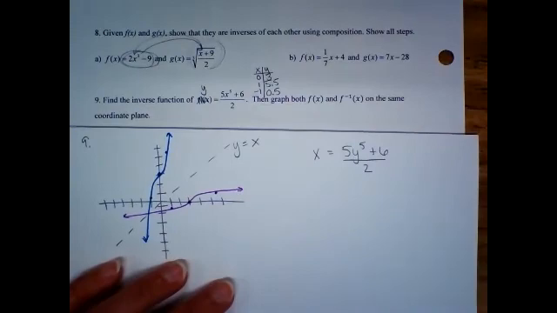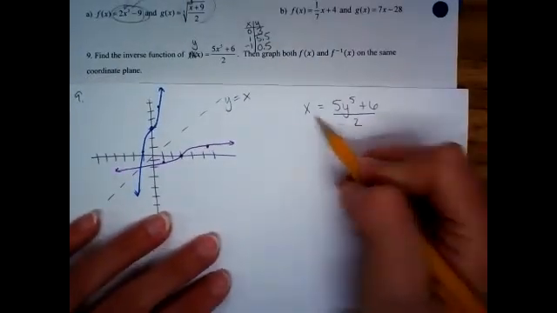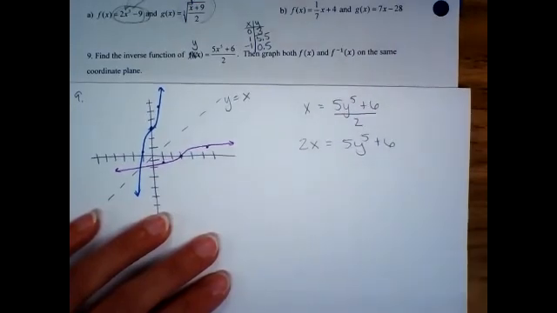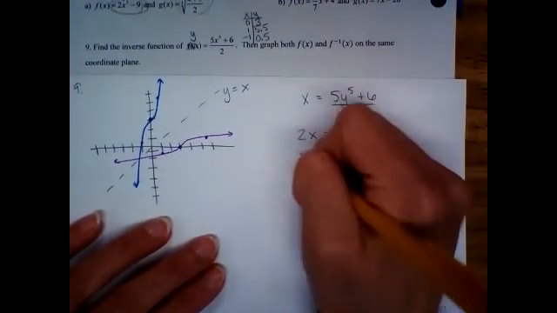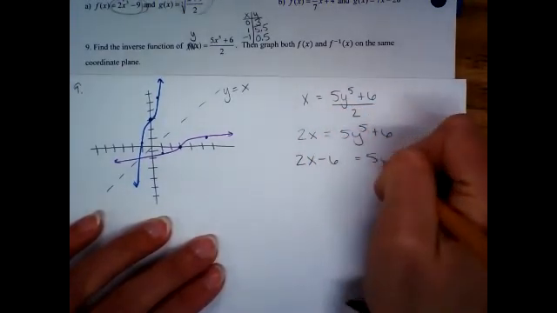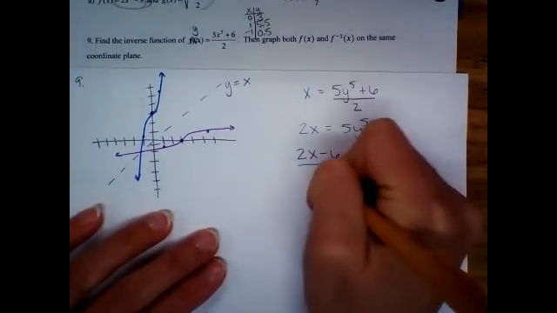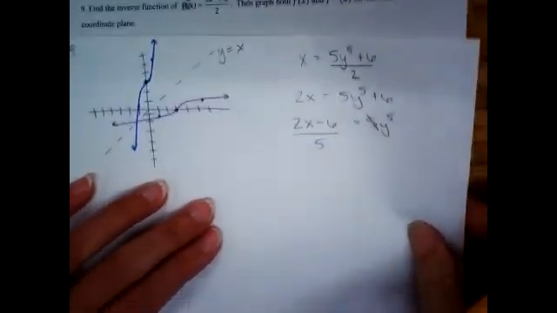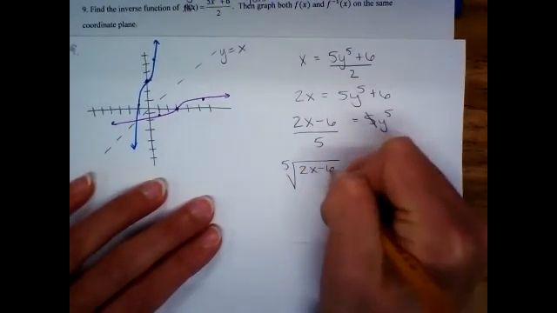Switch x and y, and then what you're going to do is get y by itself. So what do we do to both sides? Multiply over the 2, so we'll have 2x equals all the rest of that. I think because it's mainly just solving, and you guys are pretty good with that. All right, then what? Subtract 6. And then divide by 5. And then how do you get rid of a 5th power? 5th root. So it is the 5th root of all of that.